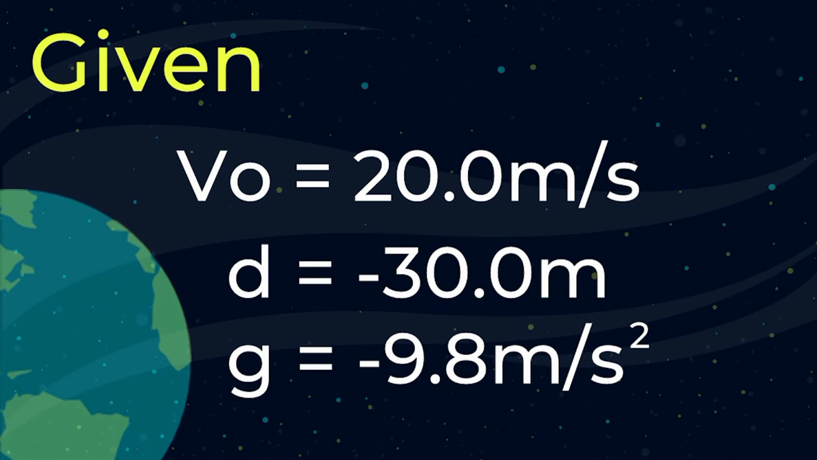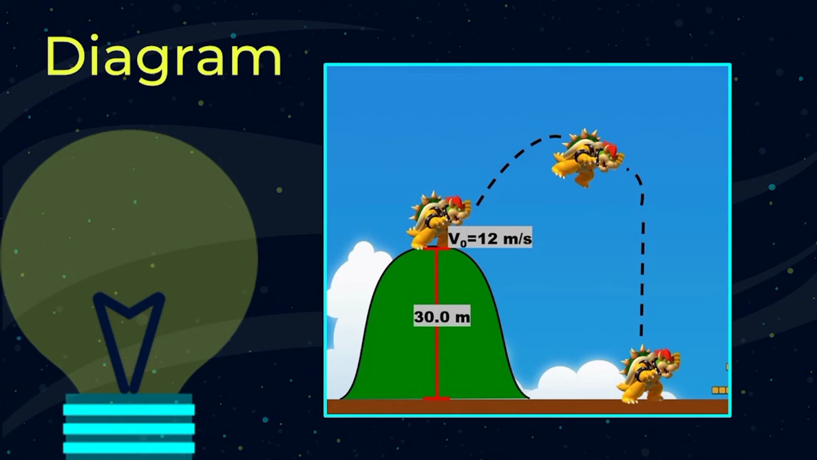The givens are velocity equals 20.0 meters per second, distance equals negative 30.0 meters, and gravity equals negative 9.8 meters per second squared. Here is the diagram for this problem.